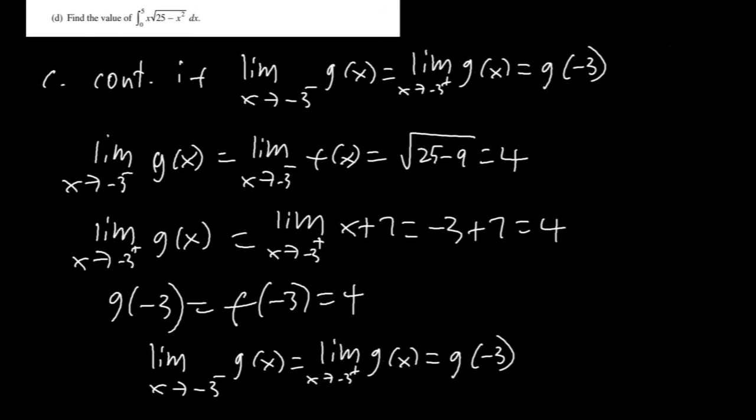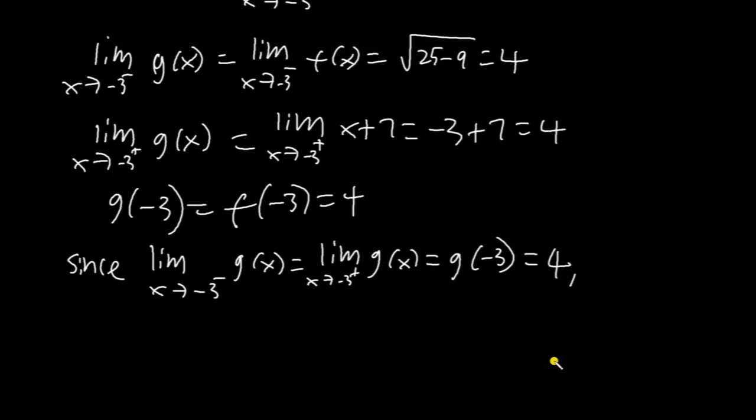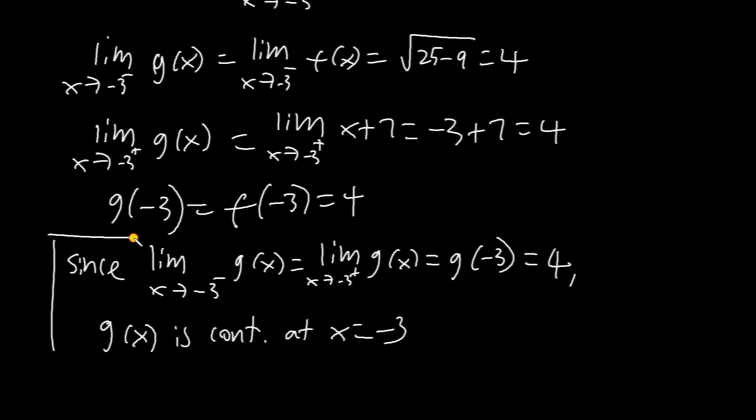As you can see, I'm just going to copy paste this. Since all of these are equal to 4, we can say that g of x is continuous at x equals negative 3. Okay, and there is our answer.